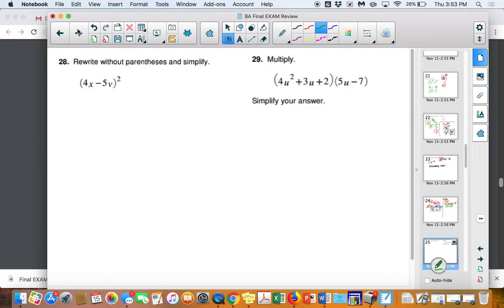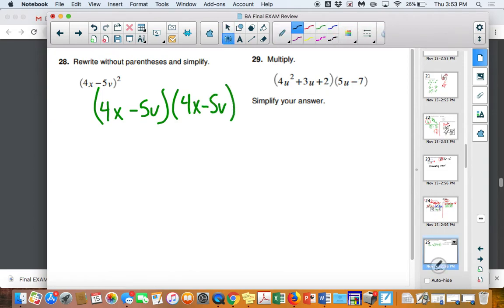Okay, keep going. So it says rewrite without parentheses and simplify. Well, that means write it twice. So I've got this, and I'm going to write it another time. And we're going to do exactly what we just finished doing. 4x times 4x is 16x squared. 4x times a negative 5v. Okay, we'll just do the 4 times a negative 5. That'll be negative 20. Now I've got an x and a v.